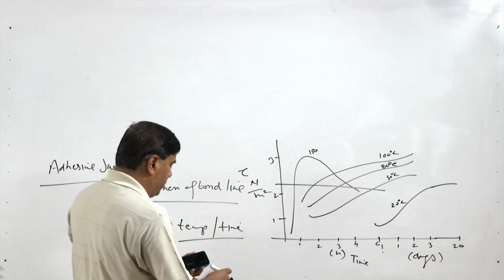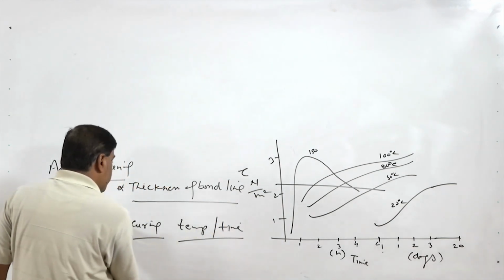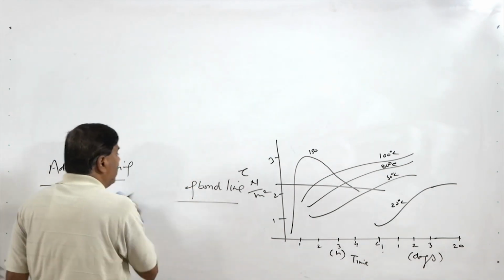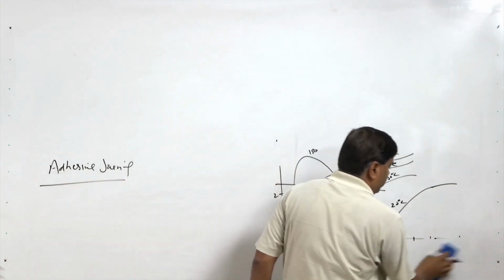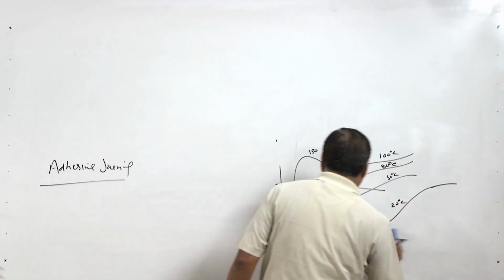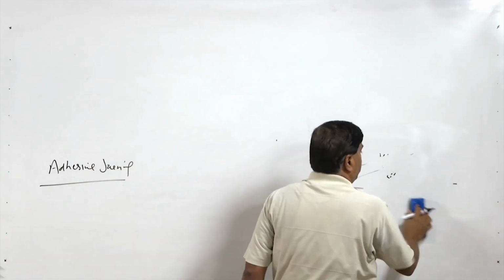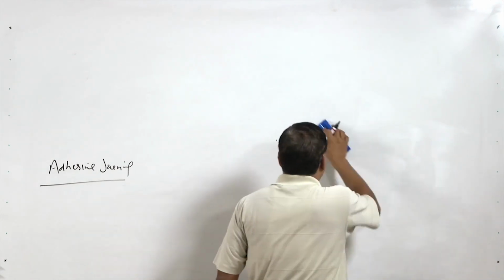So, this is how we can say that the different factors associated with weld bonding and adhesive joining will be affecting the shear strength of the joint. Now, we will see the advantages and the limitations of the adhesive joints and the applications where these are used.